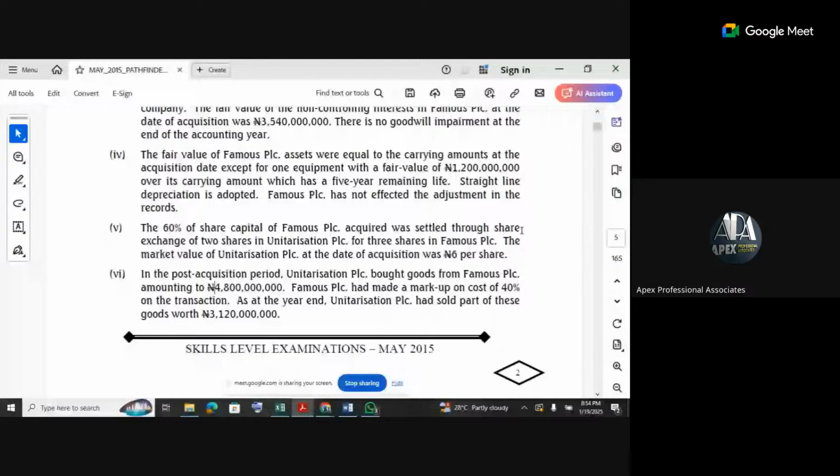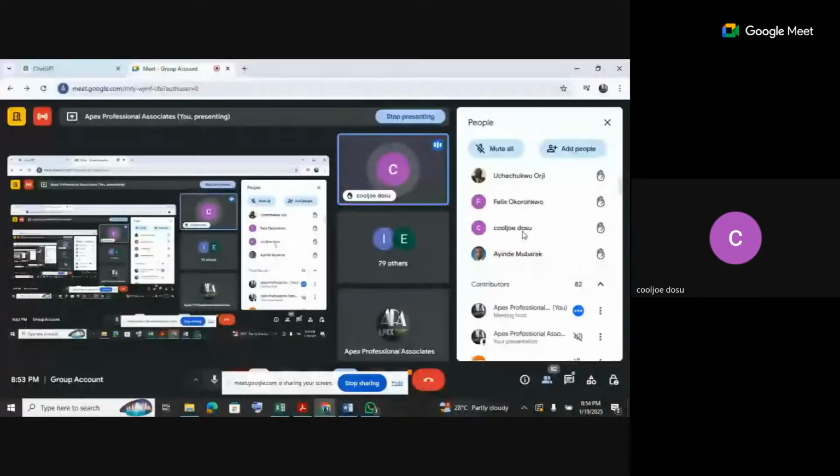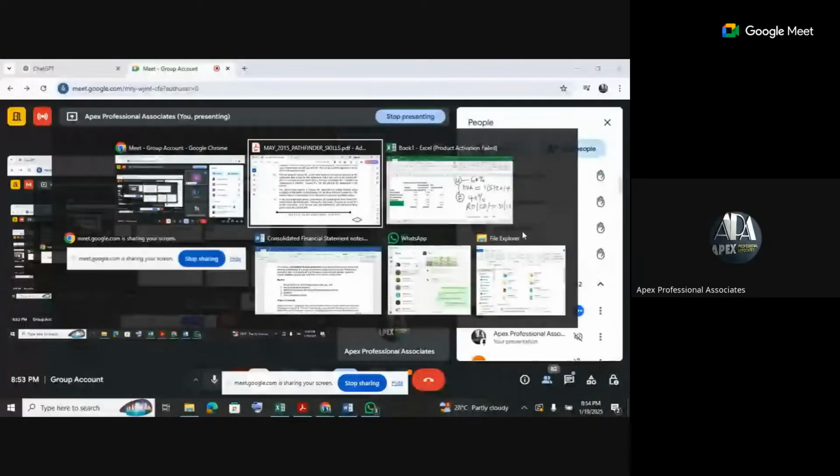The reason he's giving you that markup figure is because he wants you to use the markup when you are calculating your unrealized profit. That's what that information is for. It has nothing to do with your 4,800 or your 3,120. So all you need to do is just say 4,800 minus 3,120, then mark it up. That's all, for your unrealized profit. Okay, it's clear now. All right, thank you.